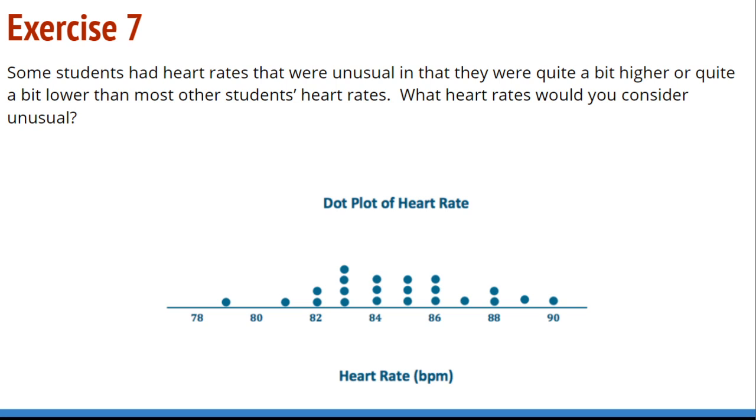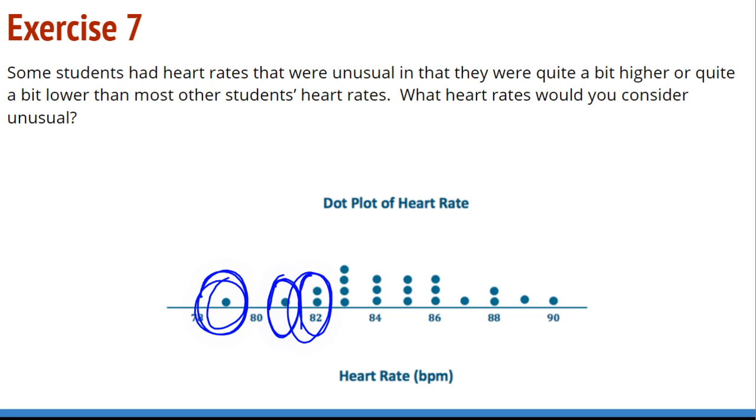Some students had heart rates that were unusual in that they were quite a bit higher or quite a bit lower than most other students' heart rates. What heart rates would you consider to be unusual? So now we're looking at the data and saying, which is the data that just doesn't seem to fit or belong? Well, I feel like this one is kind of way out there all by itself. And I feel like maybe even these here are kind of away from everything else.